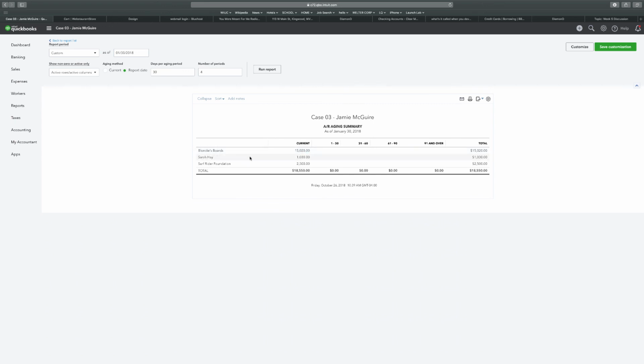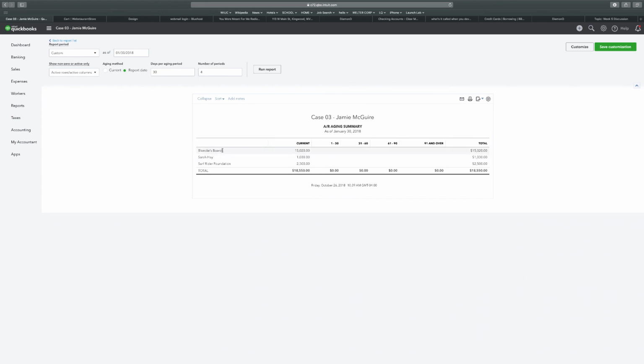If Blondie Board's billing is 45 days, then for the first 45 days after I invoice them, it'll show up here. On the 46th day, it'll show up here as being 1 day past due. So depending on what these terms are will determine how long it takes for them to move out of current and into the aging bands. So just because something is over here and something's over here does not mean that they had this expense in the same month. It just means that it's due.